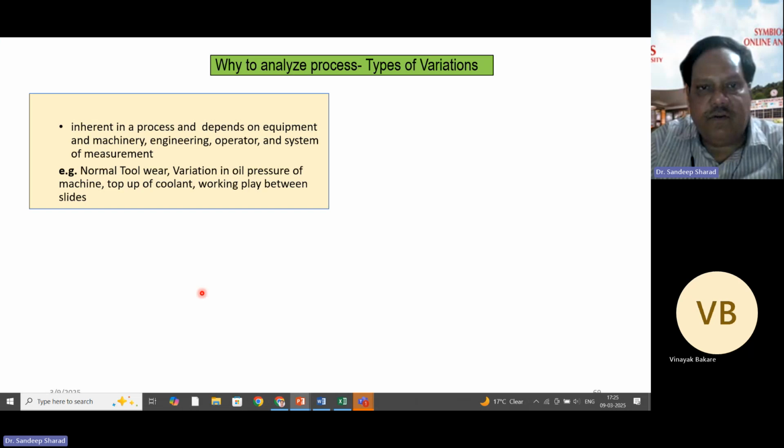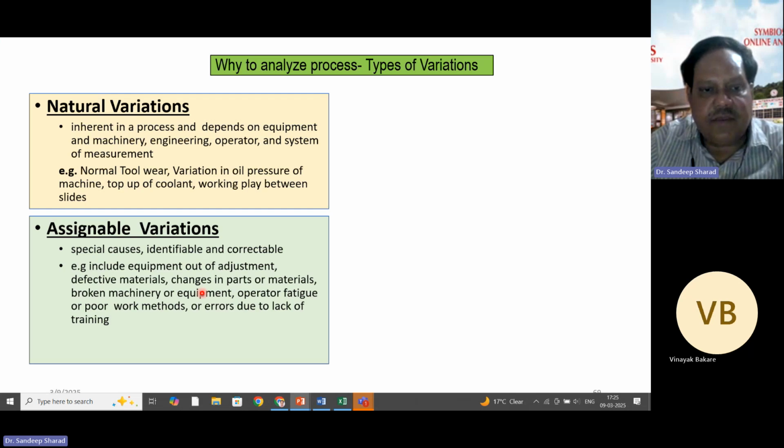So let's talk about why we analyze process types of variation. Natural variation is inherent in the process and depends on the equipment, machinery, engineering, and operations in the system. It is a normal variation, such as oil pressure of the machine, top-up of the coolant, and working play between the slides.